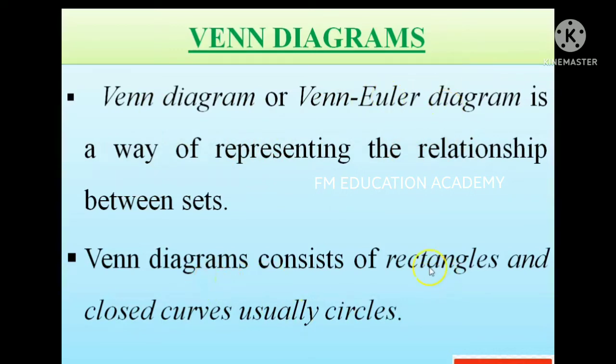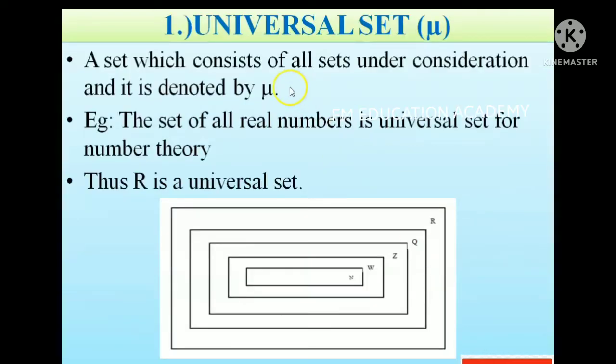Now, this Venn diagram, they consist of rectangles and they are also drawn by using some closed curves like circles. So, let us see how they are drawn with the help of rectangles and circles. First one is universal set, which is represented by the symbol mu. A set which consists of all sets under consideration and is denoted by mu. Okay, this is called as universal set.